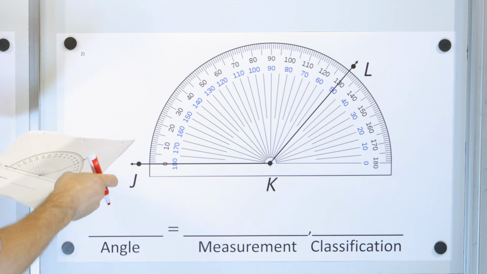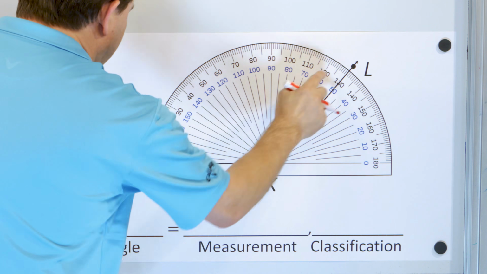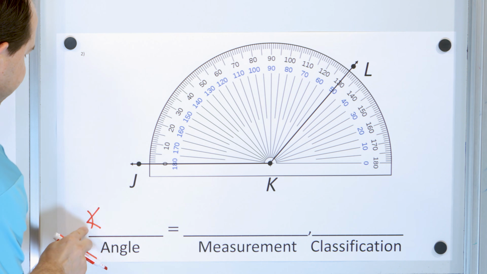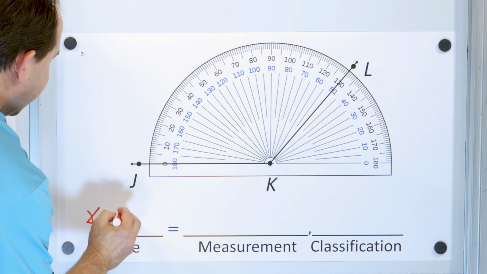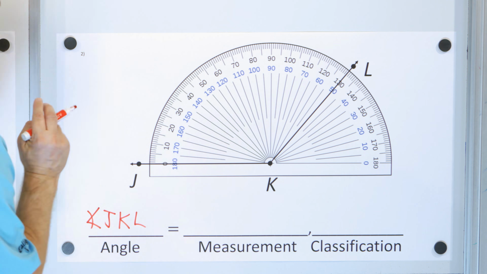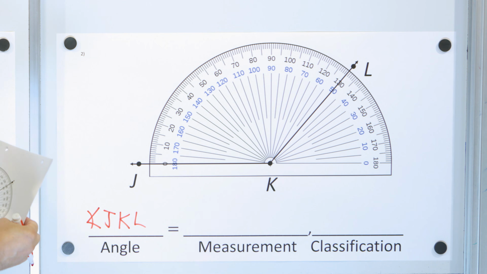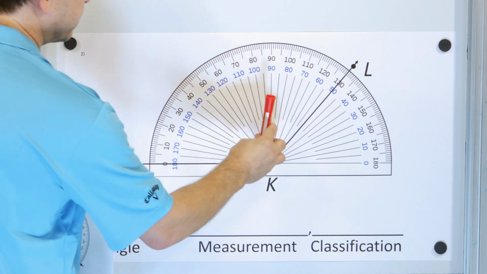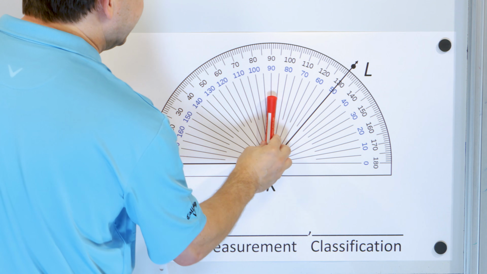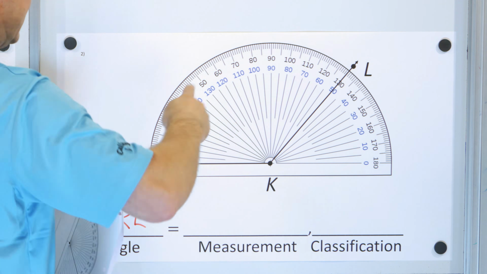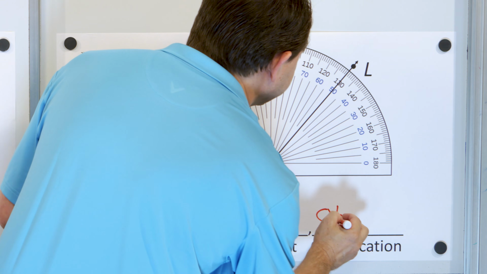Now, how would I call this angle? JKL. You put a little angle symbol. This symbol means angle. JKL. Or if I wanted to, I could call it angle LKJ. All right, now is this acute or obtuse? Well, straight up and down here would be 90 degrees. This is larger than that, so just like last time, this is also obtuse.